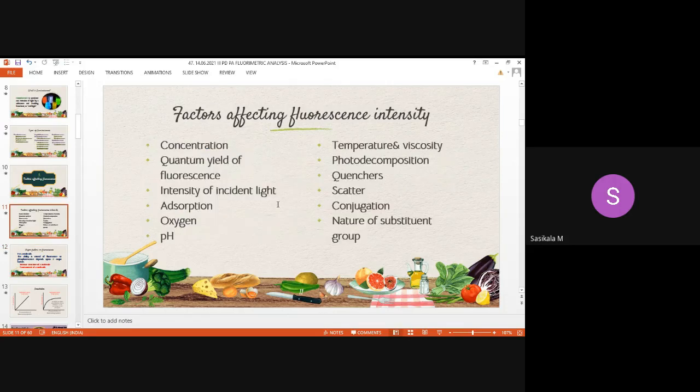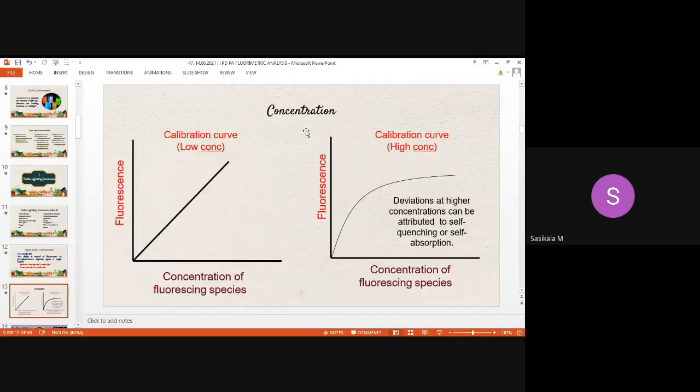Based on that only, all these sub factors have been decided. Now let's see the concentration. It is the major factor.